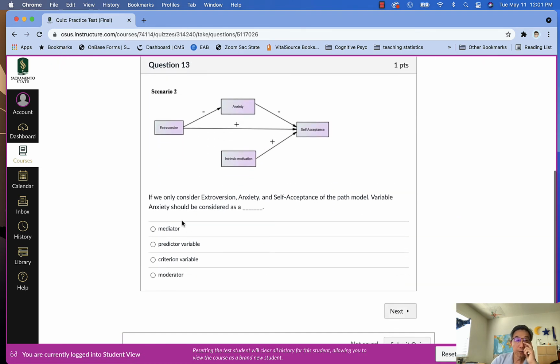Next question, if we only consider extroversion, anxiety, and self-acceptance of the path model, the variable anxiety would be considered a mediator, right? It's a mediator.